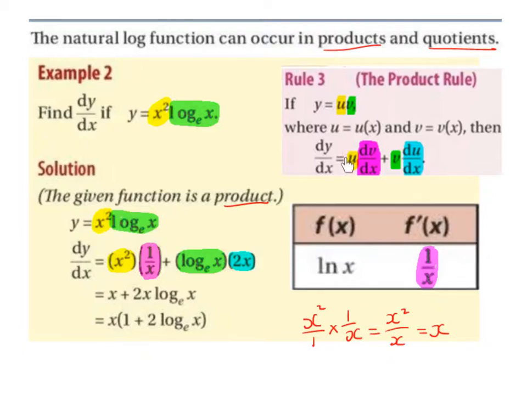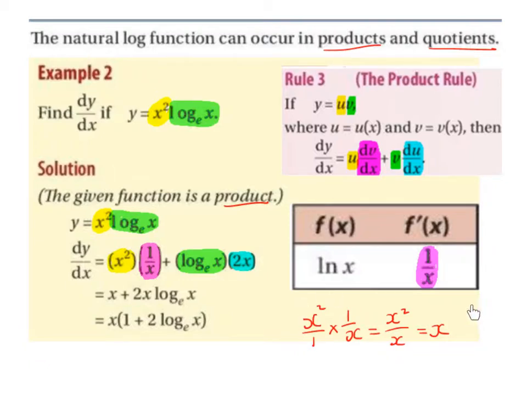So the u is x squared, so we just write it down with brackets. For dv/dx, we differentiate v, which is log base e of x, with respect to x. So we get 1 over x, so we write that down with brackets, plus v, log base e of x, we just write that down, and then du/dx, so we differentiate u with respect to x, so we get 2x. And then we multiply. x squared by 1 over x gives us x, because x squared over x simplifies. We can cancel one x on the top and on the bottom.